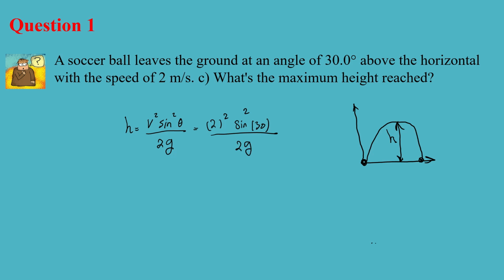Another thing you need to be careful about for this equation is that it's sine squared. The other equation, for R, has sine 2 theta, but this one for h has sine squared. So now if I calculate that, it's going to be 4 times half squared over 2 times 10, right? Then it's going to be 1 over 20. And that's going to be my final answer.